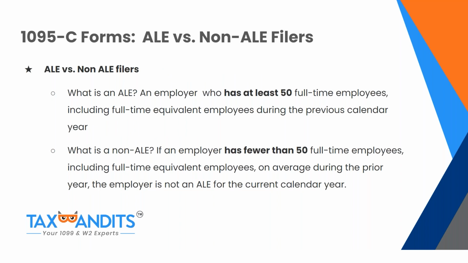The difference between an ALE and a non-ALE is an applicable large employer is someone who has 50 or more full-time employees or full-time equivalent employees during the previous calendar year. And anyone who's a non-ALE is someone who has fewer than 50 full-time employees or full-time equivalent employees during the previous calendar year.